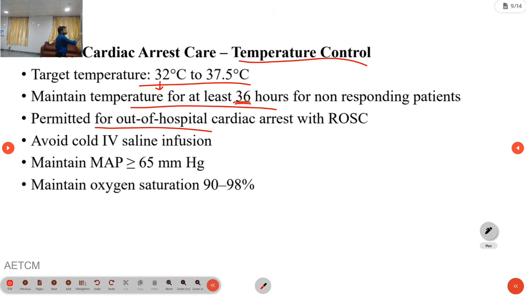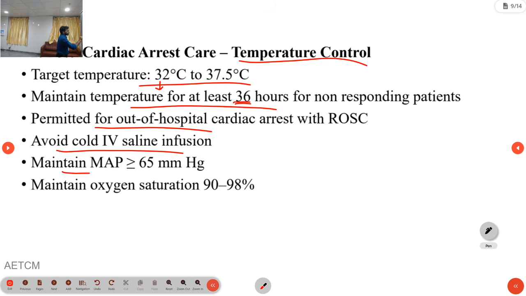Then avoid cold IV saline infusion. To bring back the temperature to the normal level, please don't go ahead with cold IV saline infusion. Again, it may cause coagulopathy, a lot of complications will be there. Slowly you can keep ice packs and so on. Slowly we can reduce it, we can bring back the temperature to the normal level.